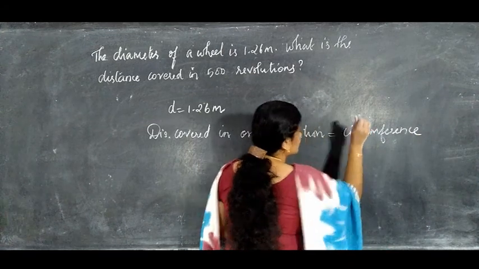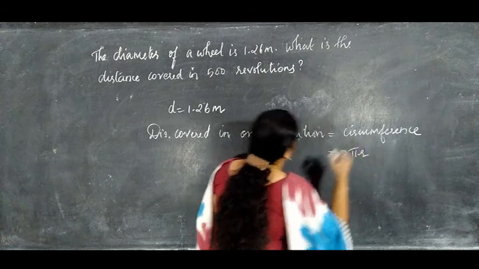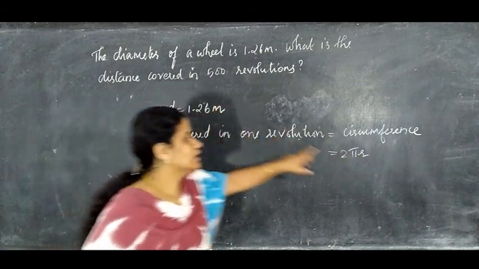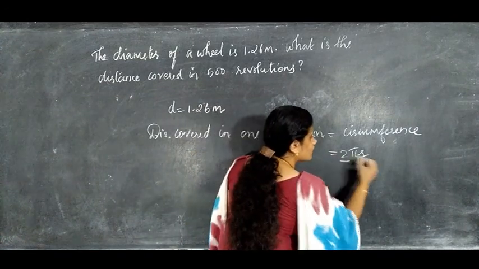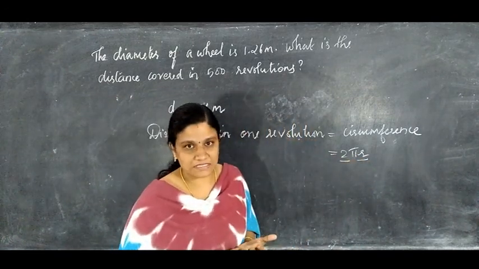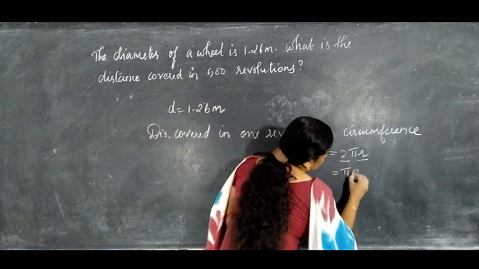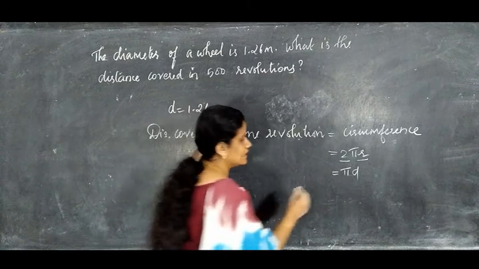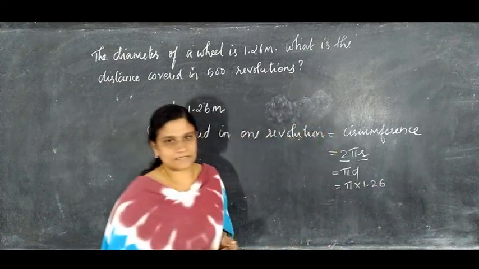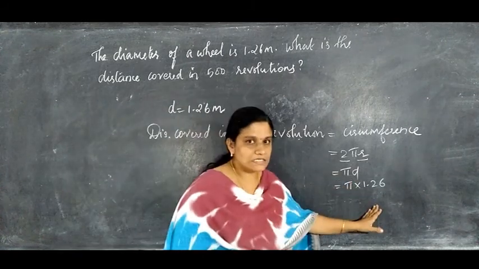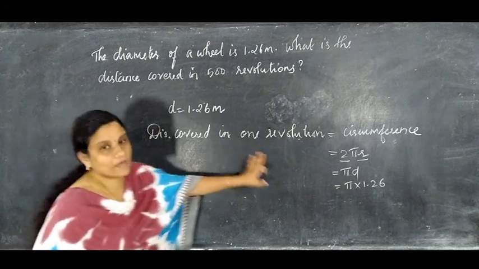Now what is circumference of the circle? It is 2 pi r. Here diameter is given to us. You just see what is 2 into r? It is nothing but diameter. So 2r is diameter. So can we write it as pi into d? It is nothing but pi into 1.26. We can keep as it is. At last we will substitute the pi value. Now this is the distance covered in one revolution.